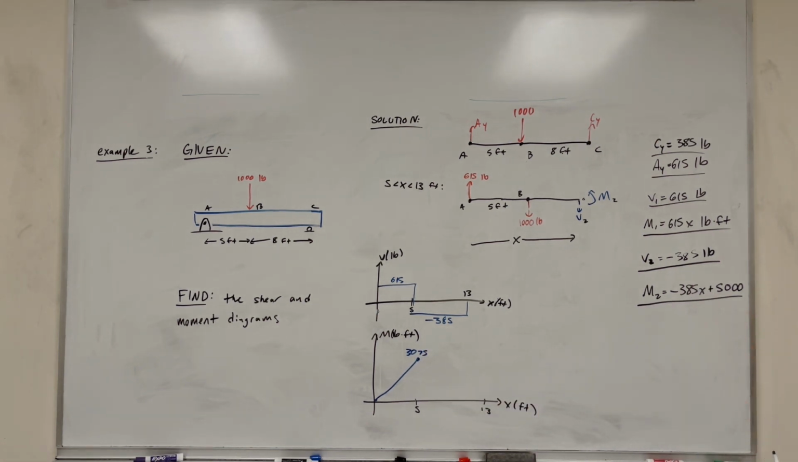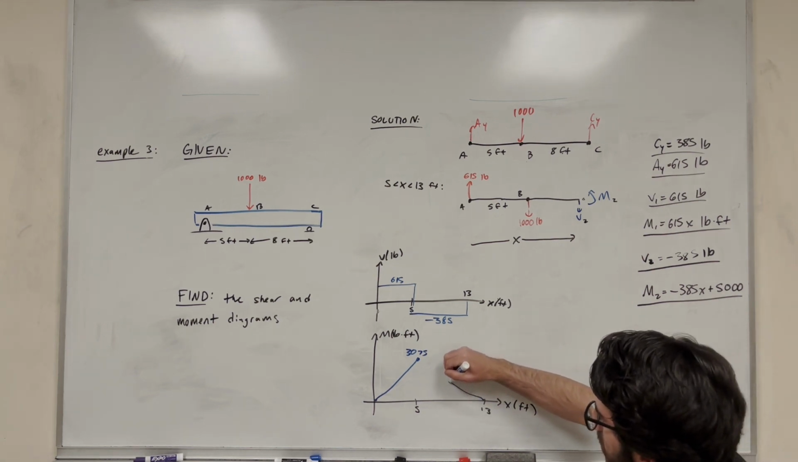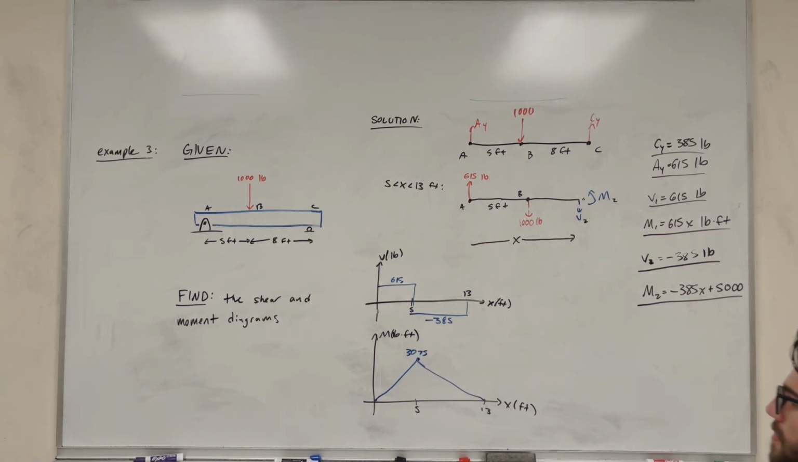Now to find our final point, we plug in 13 for x again. So negative 385 times 13 plus 5,000 is equal to 0. That means we're just going to end at 0 just like that. And that's what our graph looks like.